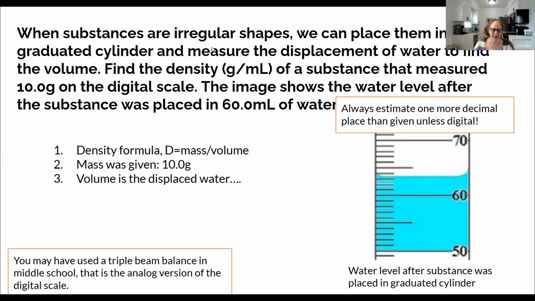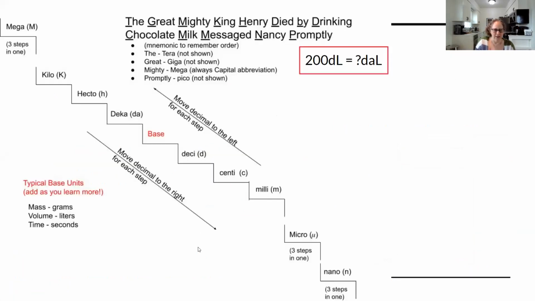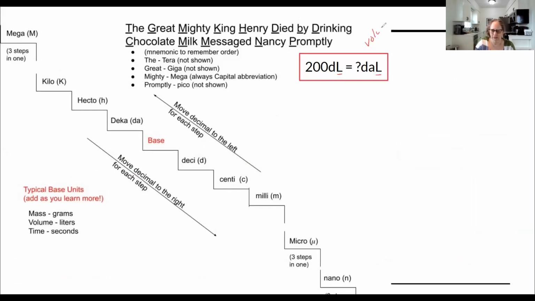All right, here we got our nice little metric ladder. Let's see how we do on that. You got to always make sure that the roots match. So I'm going from liters to liters, so I'm converting units of volume. I have deciliters here, 200 deciliters, and I'm changing to decaliters. So I am going up the ladder. I'm going from deci to deca.